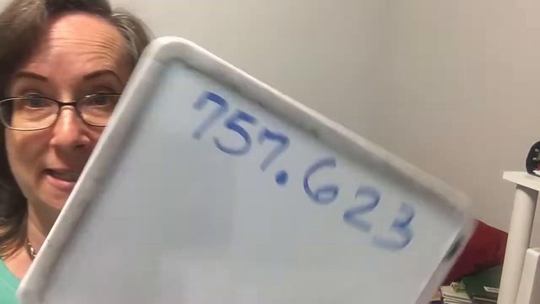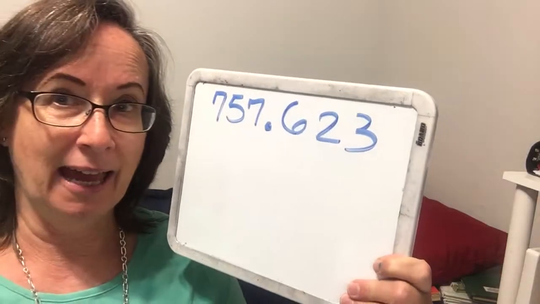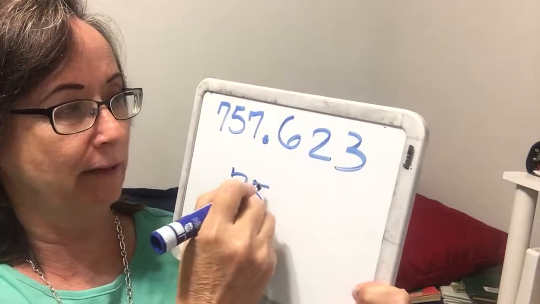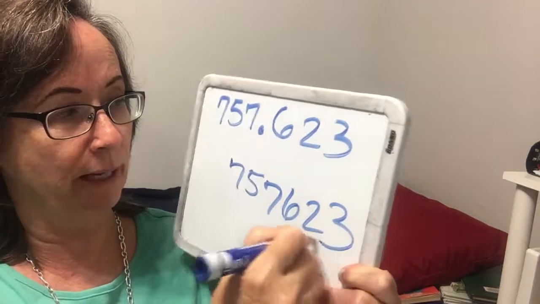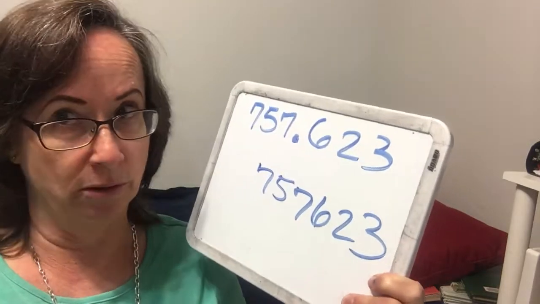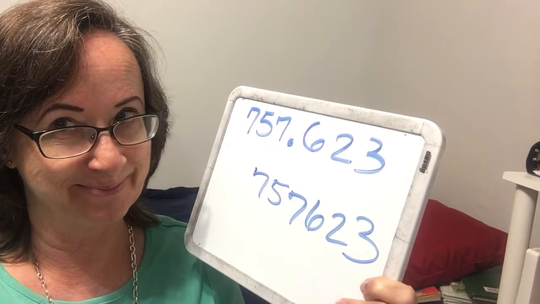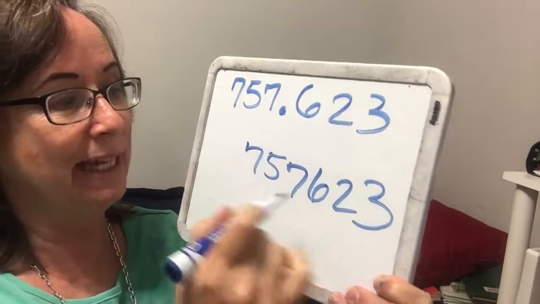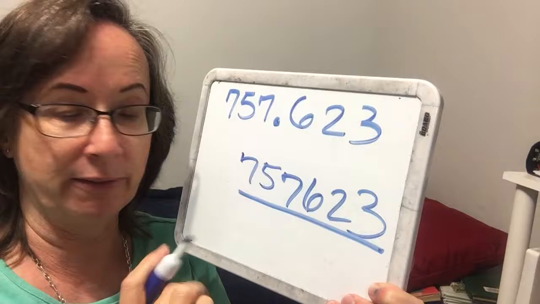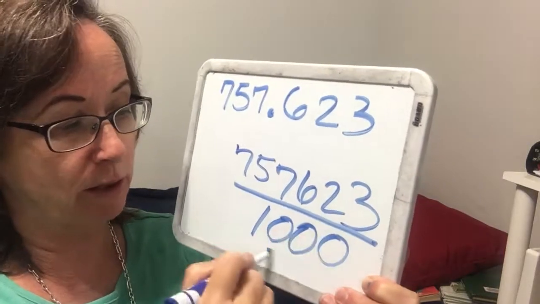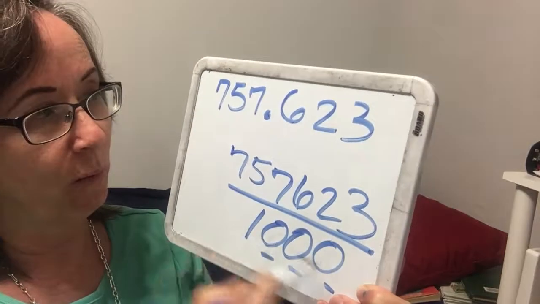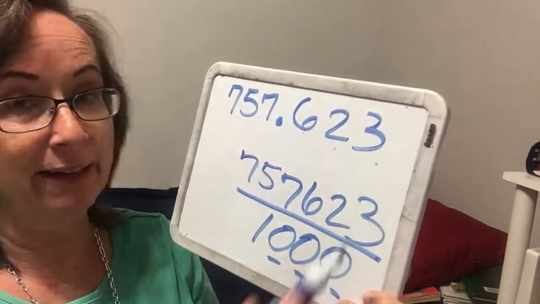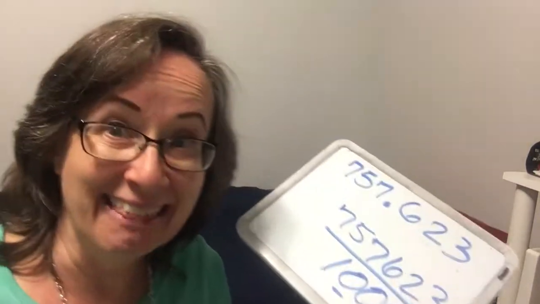And the last practice, we're going to write this as a fraction. So again, we will disregard our decimal. 7, 5, 7, 6, 2, 3. Oops, I forgot to tell you. Pause your video. Okay, so hopefully you paused your video and did it by yourself. And then we have only 3 places behind the decimal. So we're going to use 3 zeros down below, 1,000, tenths, hundredths, thousandths. So thousandths goes in the bottom, and there is our fraction.